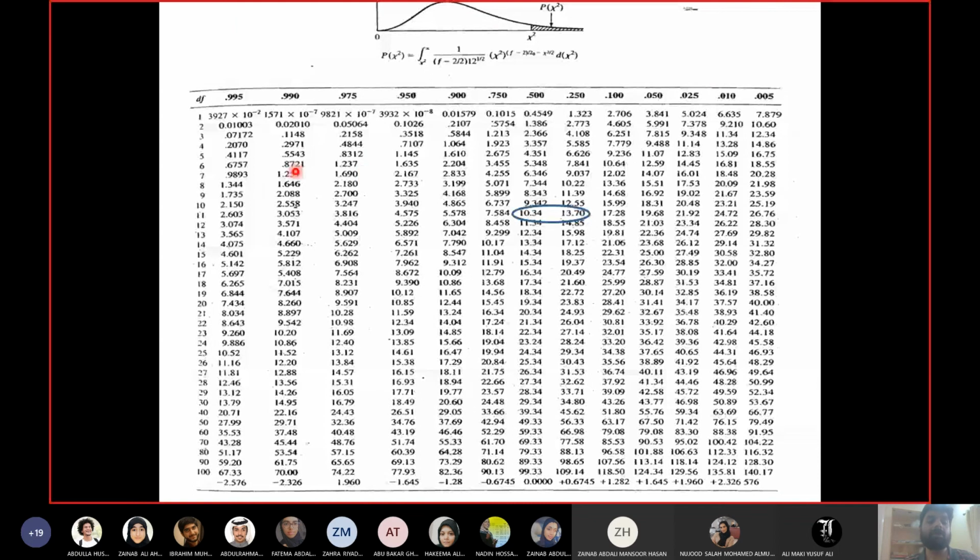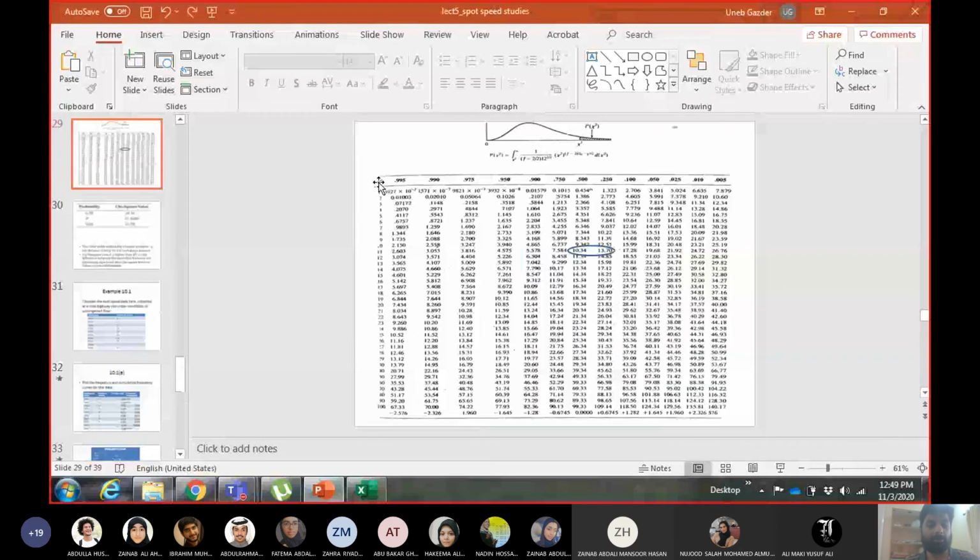So both these probabilities are more than 0.05. So even if you do the interpolation for 1.57, you will get a value of more than 0.05. Even without interpolation, I can say the probability of chi-square is more than 0.05. So it follows normal distribution. The data follows normal distribution.